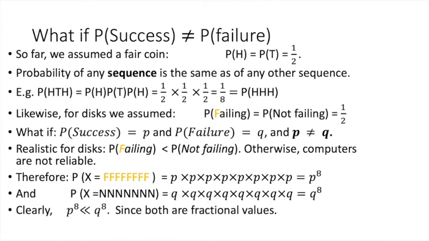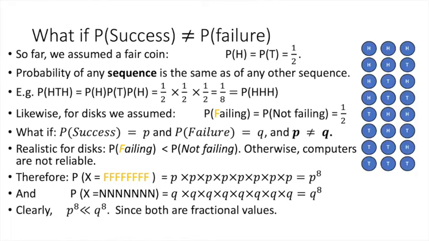p to the power of 8 is clearly much less than q to the power of 8 because both p and q are fractions. That is, their values vary between 0 and 1. And we know p is less than q, so their higher powers are also similarly different, with p to the power of 8 being much less than q to the power of 8. The most important thing to remember, though, is that the probabilities of these two sequences are not identical, and if we want to calculate the probability of combinations that they belong to, then we must consider these probabilities now. Let me show you how.